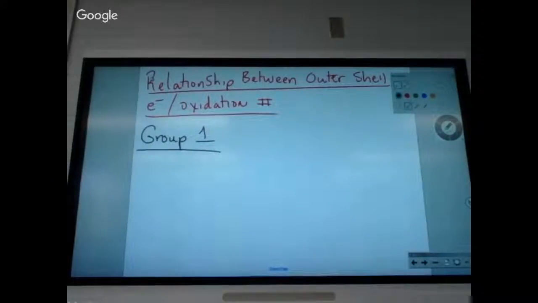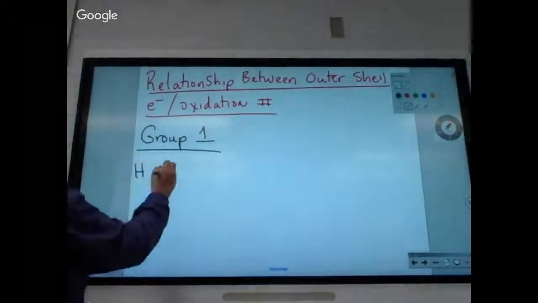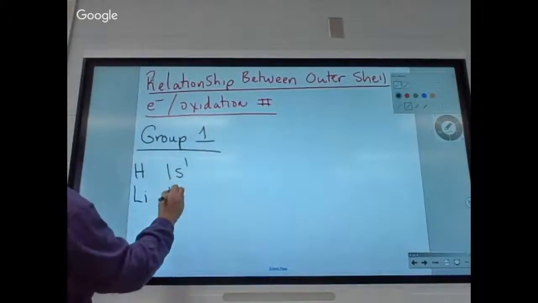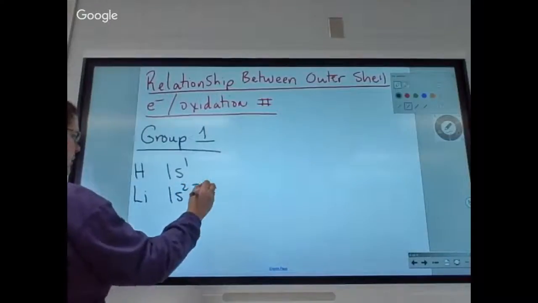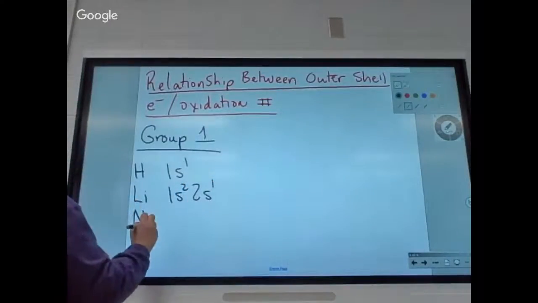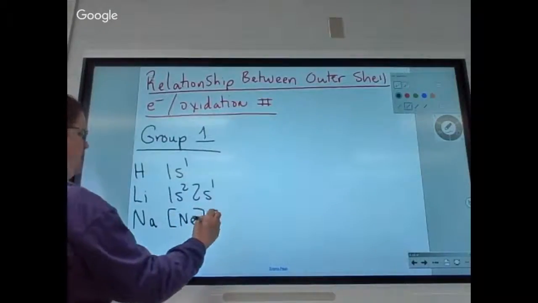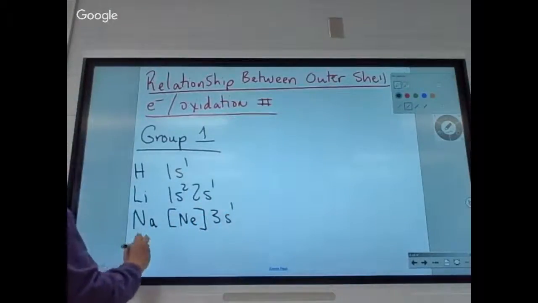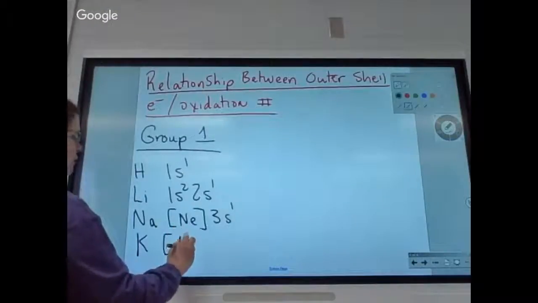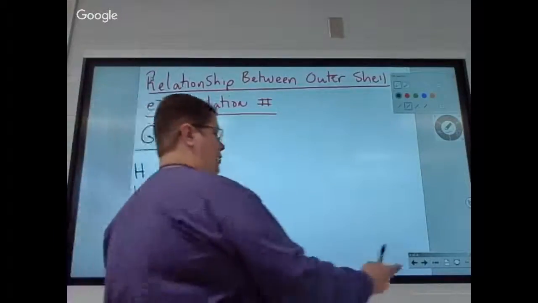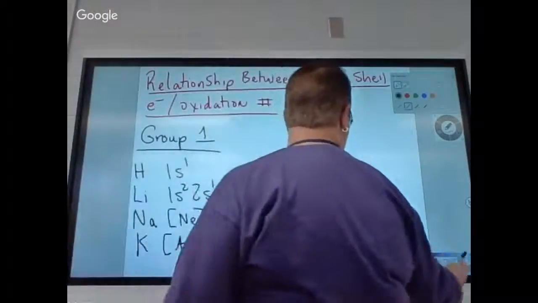So for hydrogen, the configuration is 1s1. For lithium, it's 1s2, 2s1. For sodium, I'm going to start with shorthand so we can write less. It's neon, 3s1. For potassium, argon, 4s1. I'm going to change it so that it's a little bigger for you to look back.